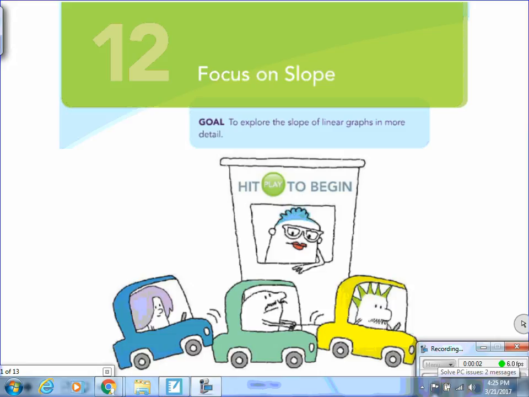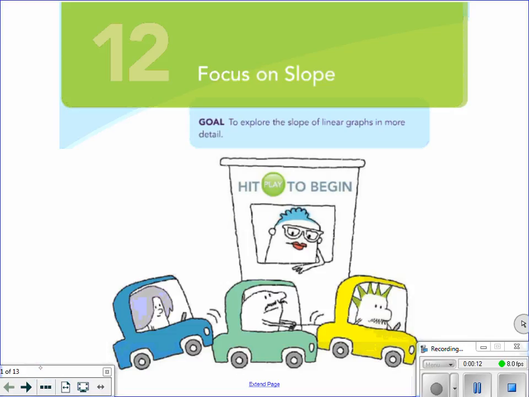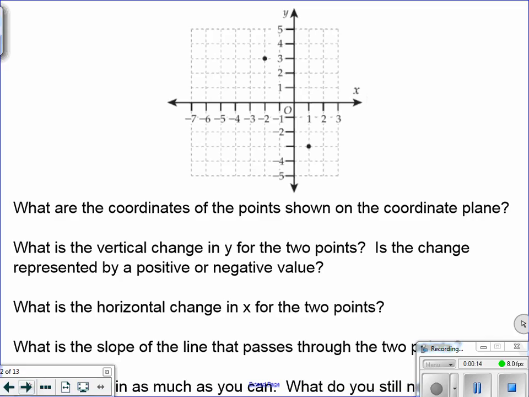All right, today we are going to focus on slope and use that to write equations for our lines. And the form we're going to use is y equals mx plus b. So to get started, we're going to look at this graph here. We've got 2 points on this graph. The first question just says, what are the coordinates of the points shown here?